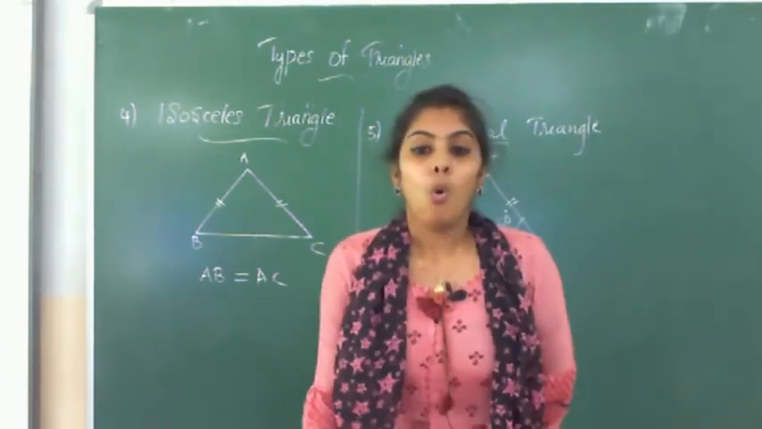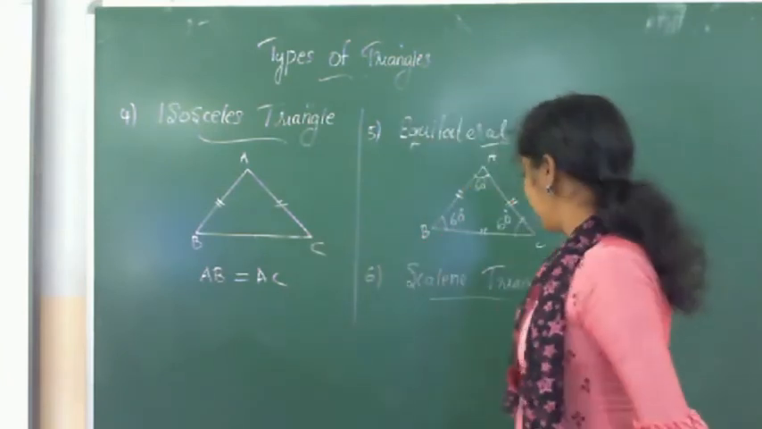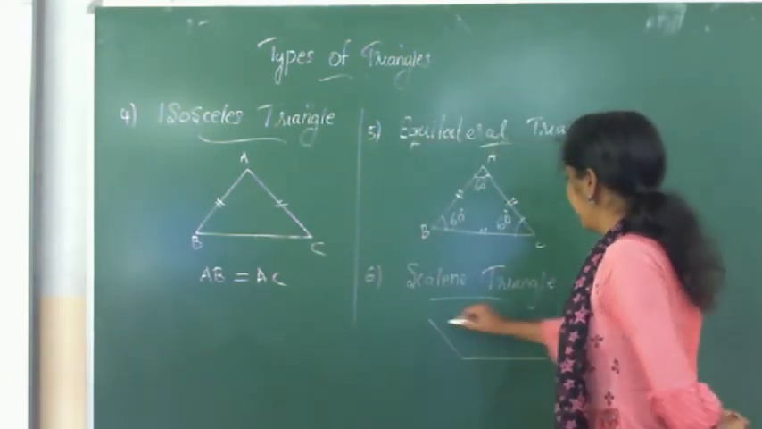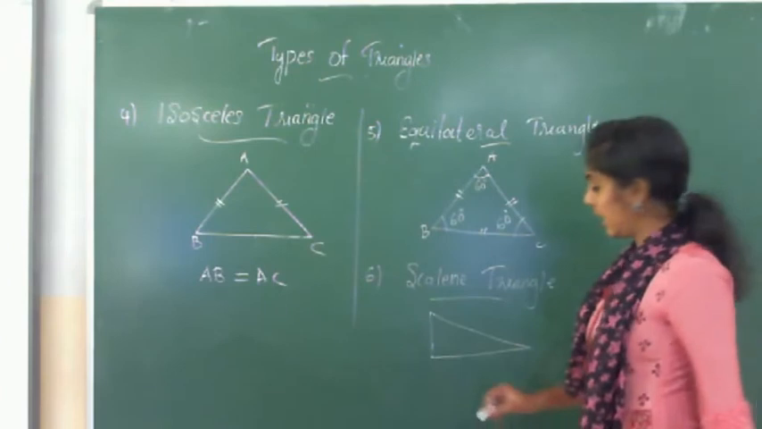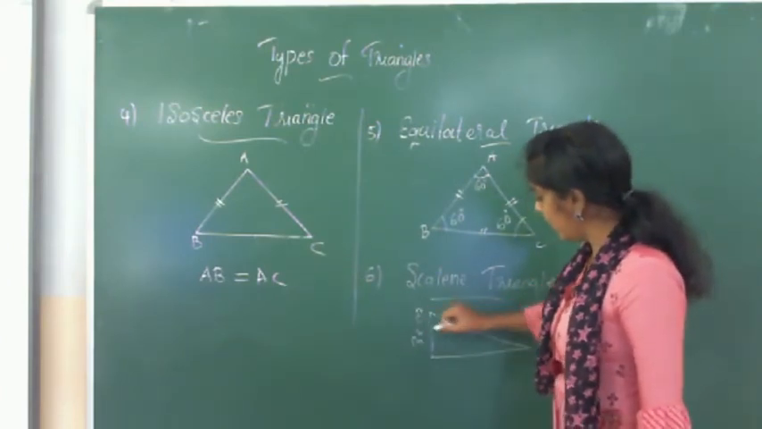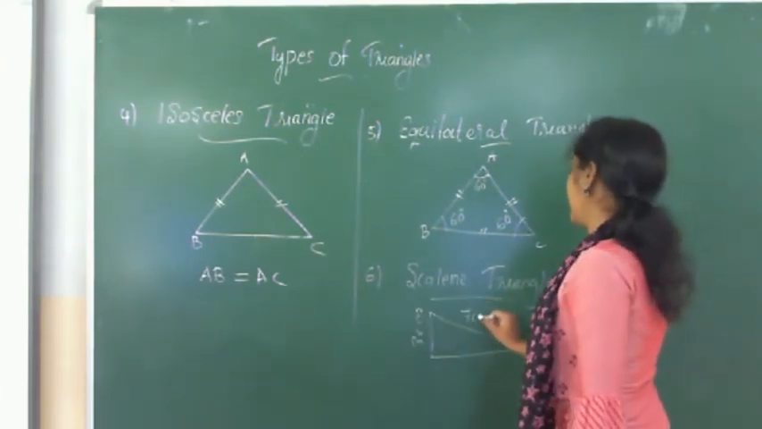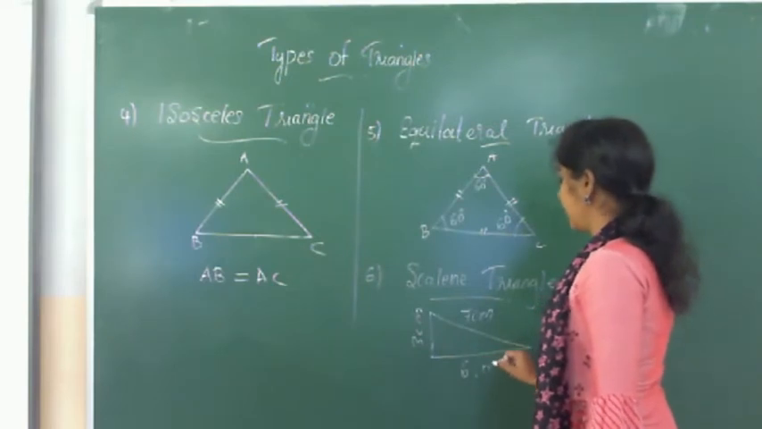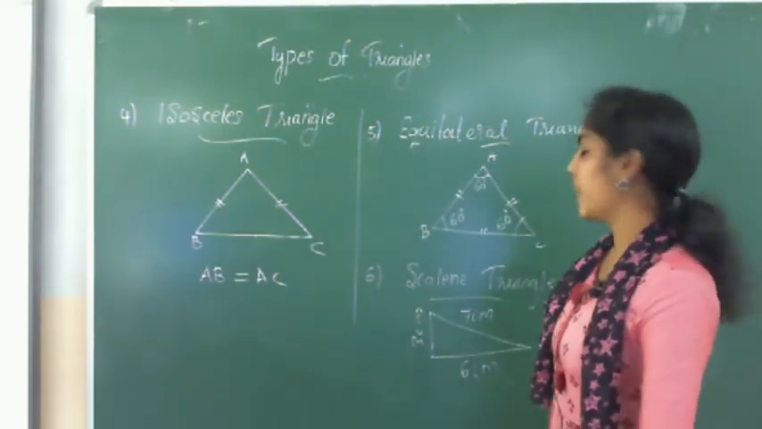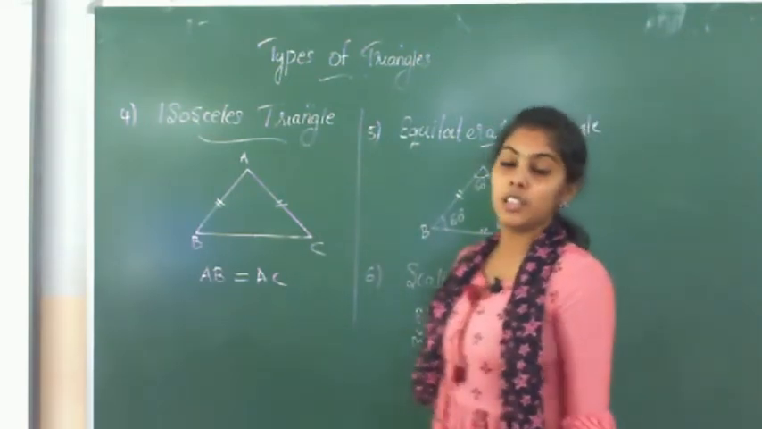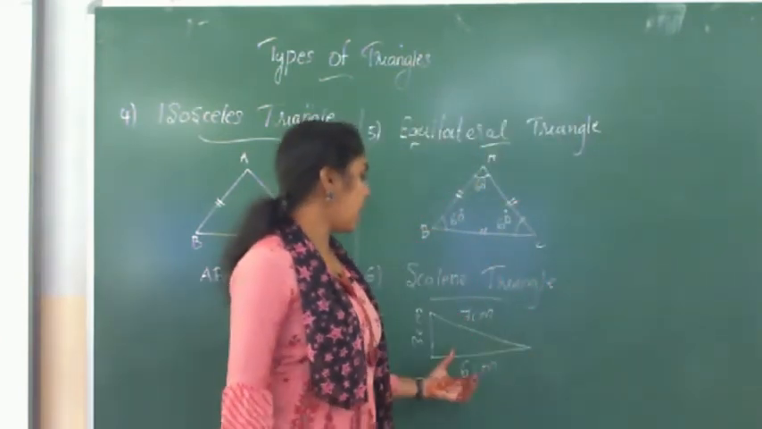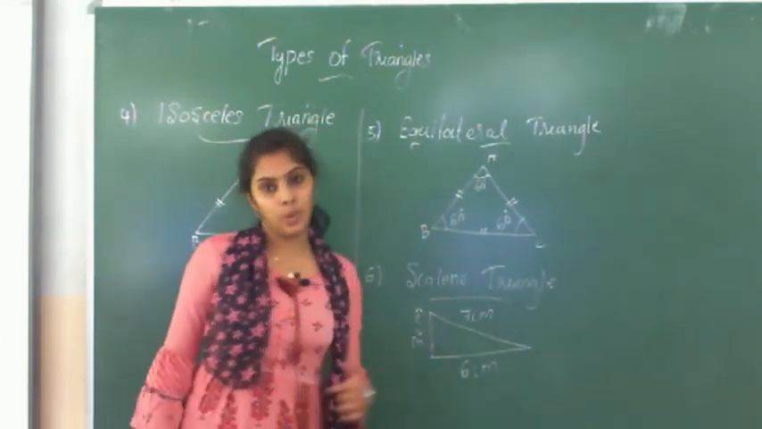It means all its sides are different length. That is, this is an example. This is 3 centimeter, this is 7 centimeter and this is 6 centimeter. That is, all the sides are of different length. That is, this type of triangles are called scalene triangle.